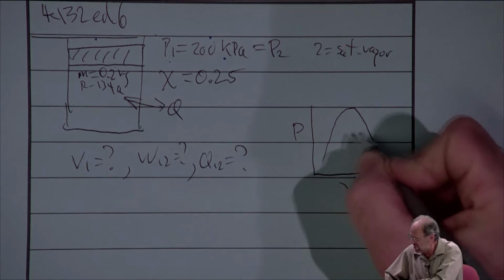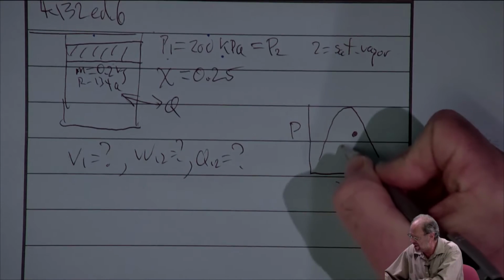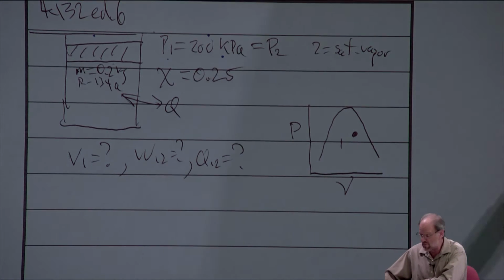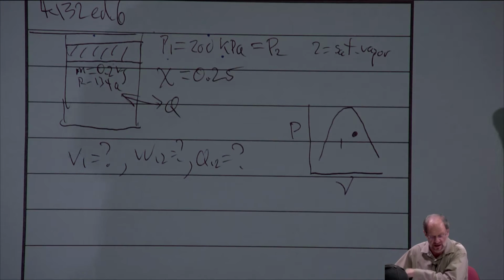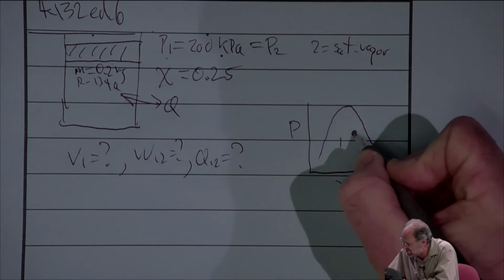We note that we start as a reasonably high quality two-phase mixture. And since we're moving at constant pressure, and this is a PV diagram, then that means we have to be moving to the right, right? Moving along the constant pressure line.